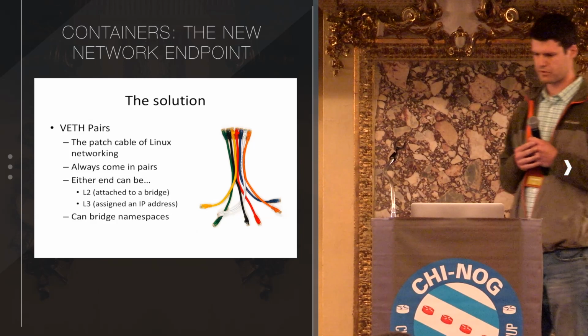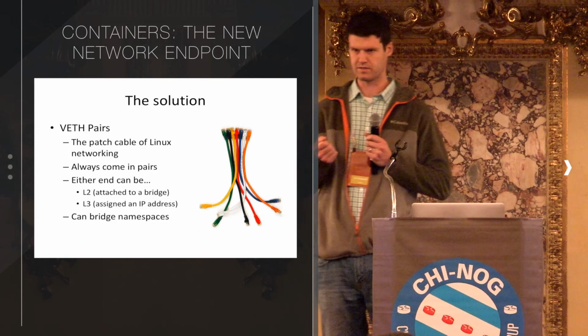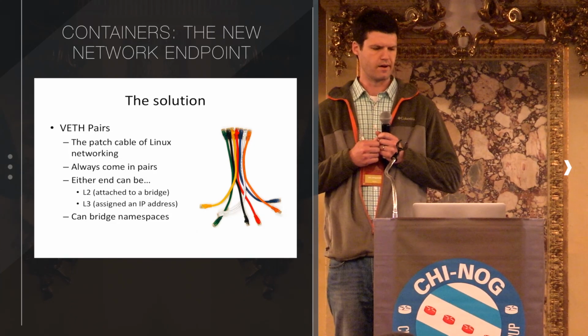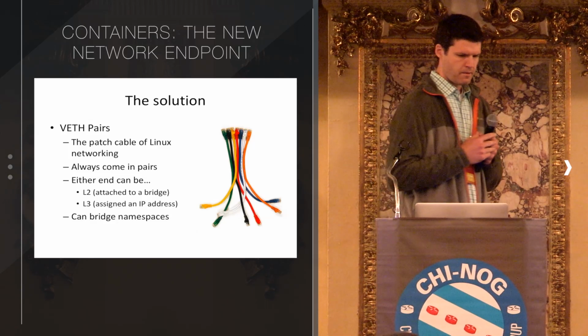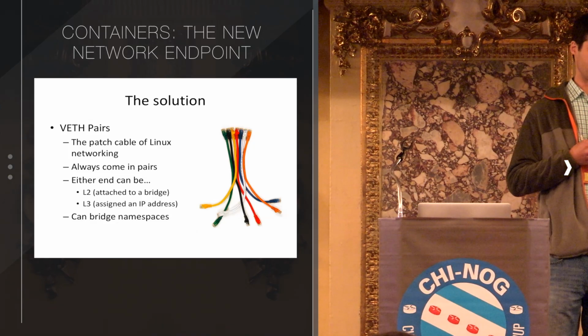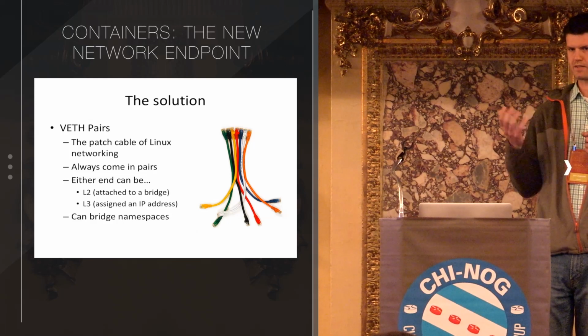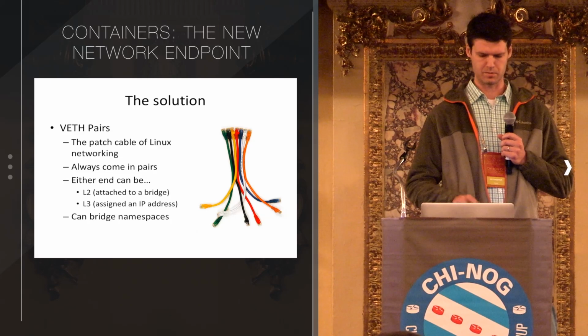The other option is layer 3, in which case we actually assign an IP address to the end of the VETH pair. This gives us layer 3 reachability. It's hard to explain, but we'll see in the example why this is important. The reason we're talking about VETH pairs, though, is they have an interesting attribute: they can bridge network namespaces. This is a means for us to break that isolation and connect into an isolated network namespace from the default or root namespace.